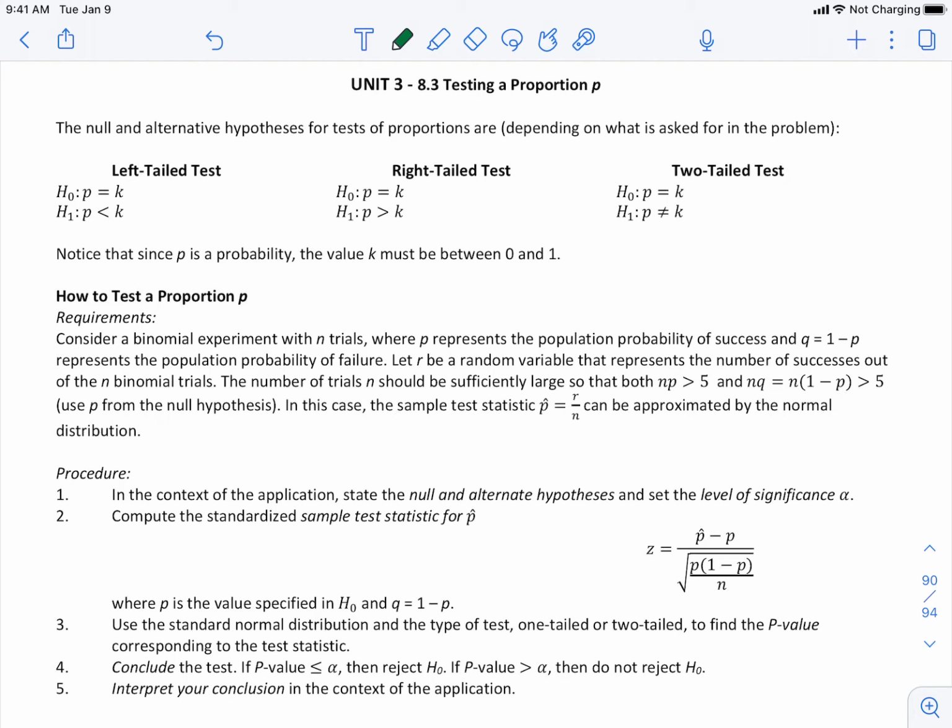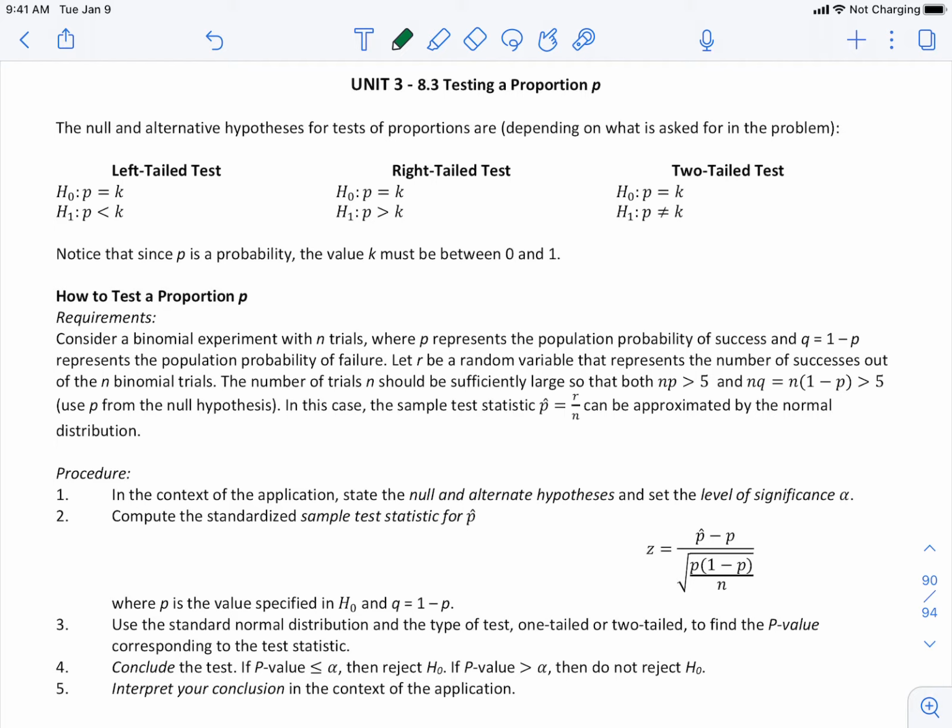Everyone, today we're doing notes for 8.3, testing a proportion P. The null and alternative hypotheses for tests of proportions are, we have the left tail test, right tail test, and two tail tests that are similar to when we're testing for means. So we will always start with the null where P is equal to some value K.